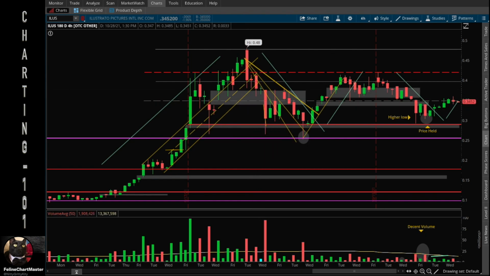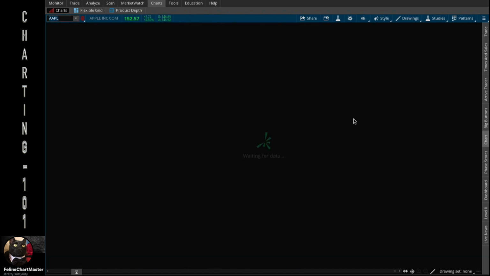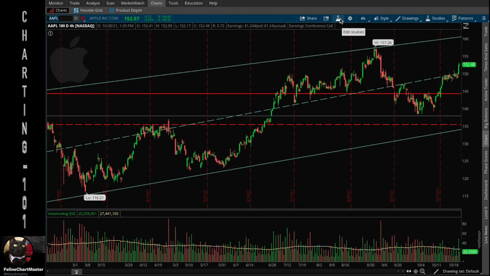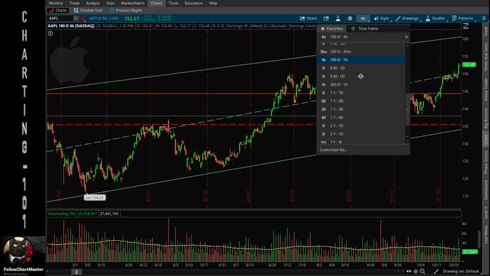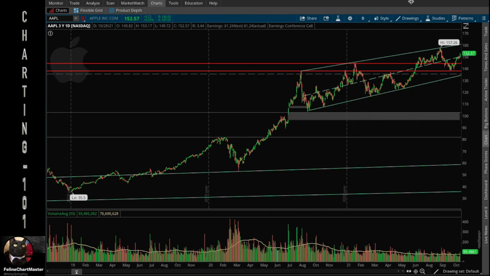Now, aside from volume, what are some other indicators that you might want to use? Okay, let's actually hop back to Apple real fast, and let's just take a look at some basic moving averages. Moving averages are quite popular. We'll go 3-year, 1 day. We still have our trend lines and our support and resistance. Now, you don't want to get too busy on any charts, with the exception maybe of if you're trading something like SPY options.